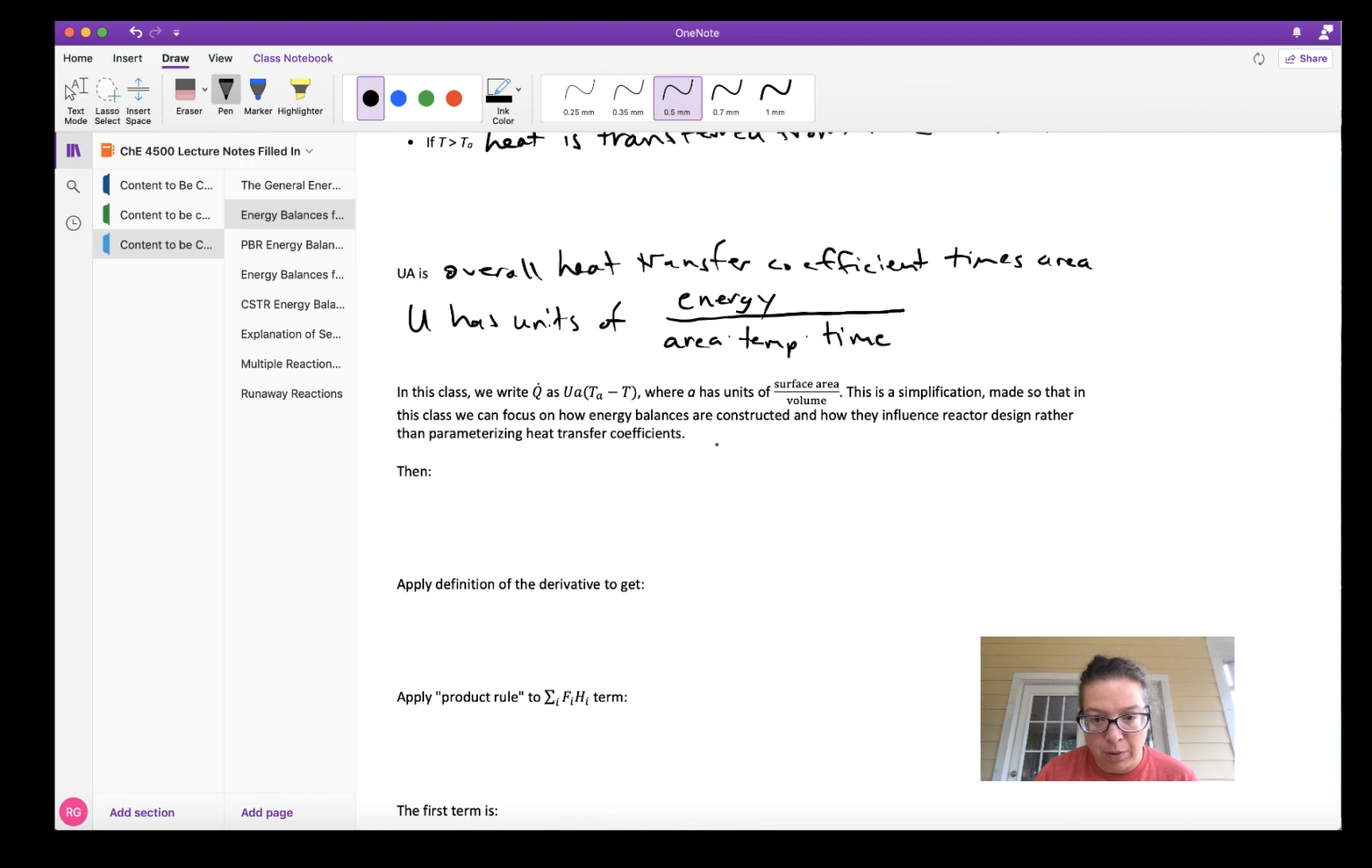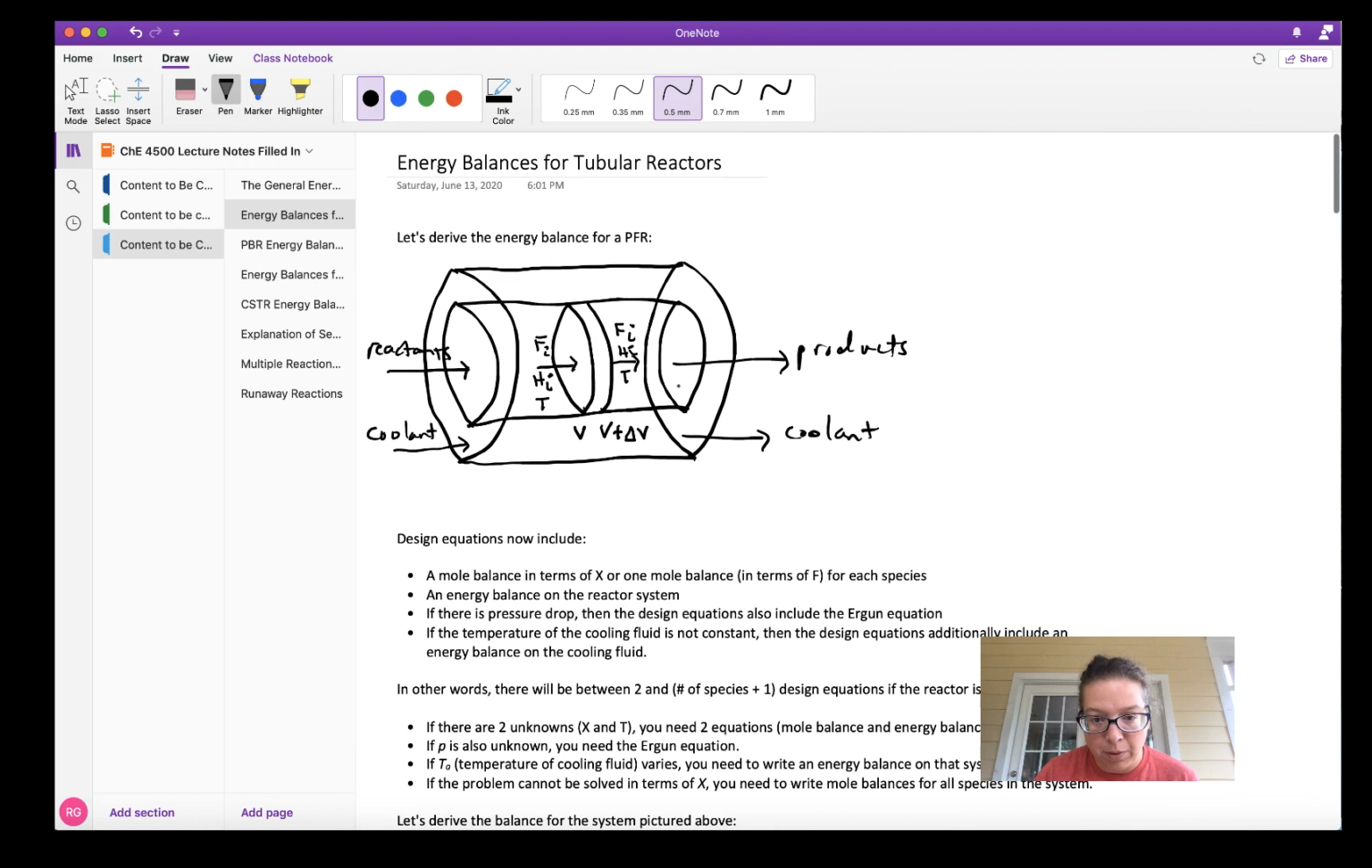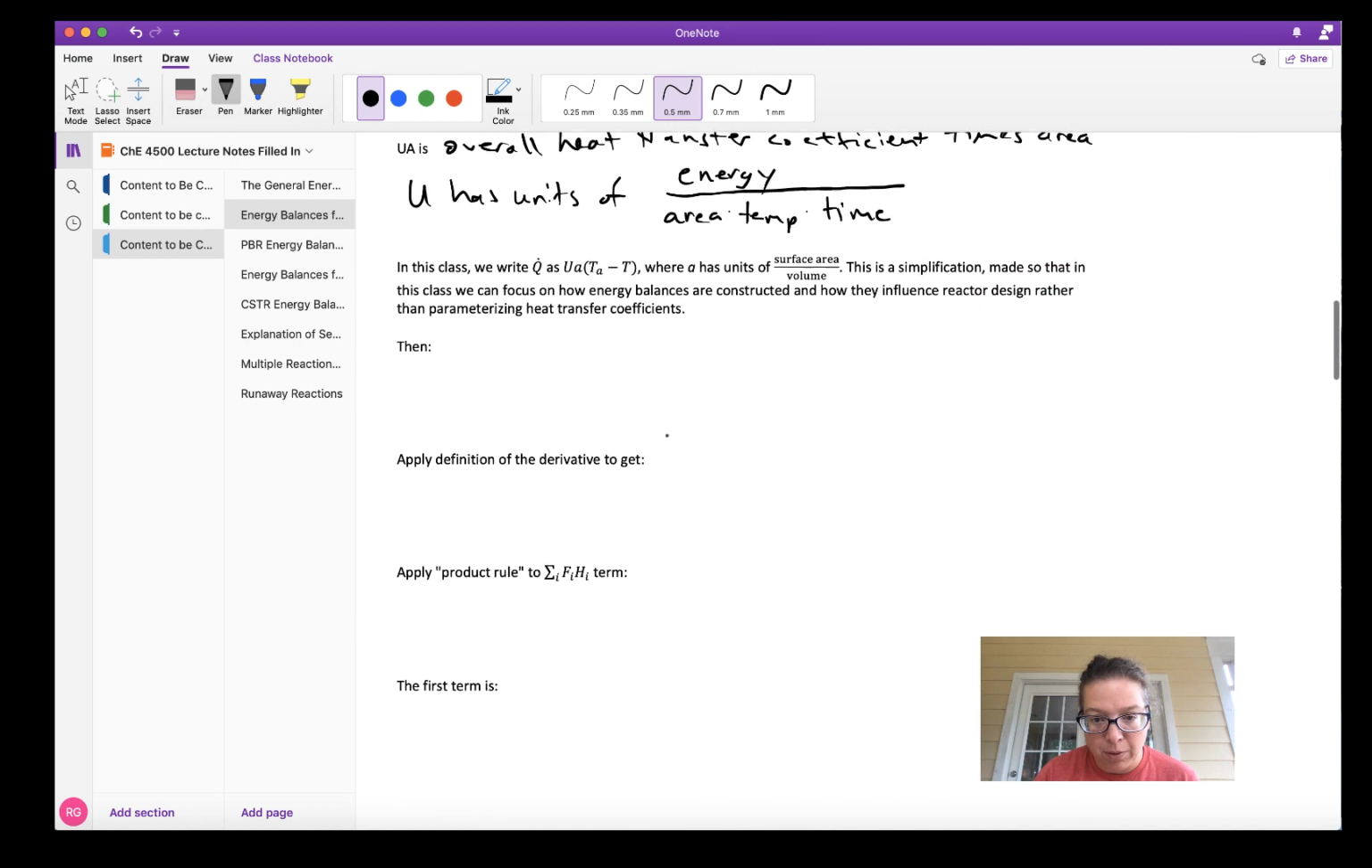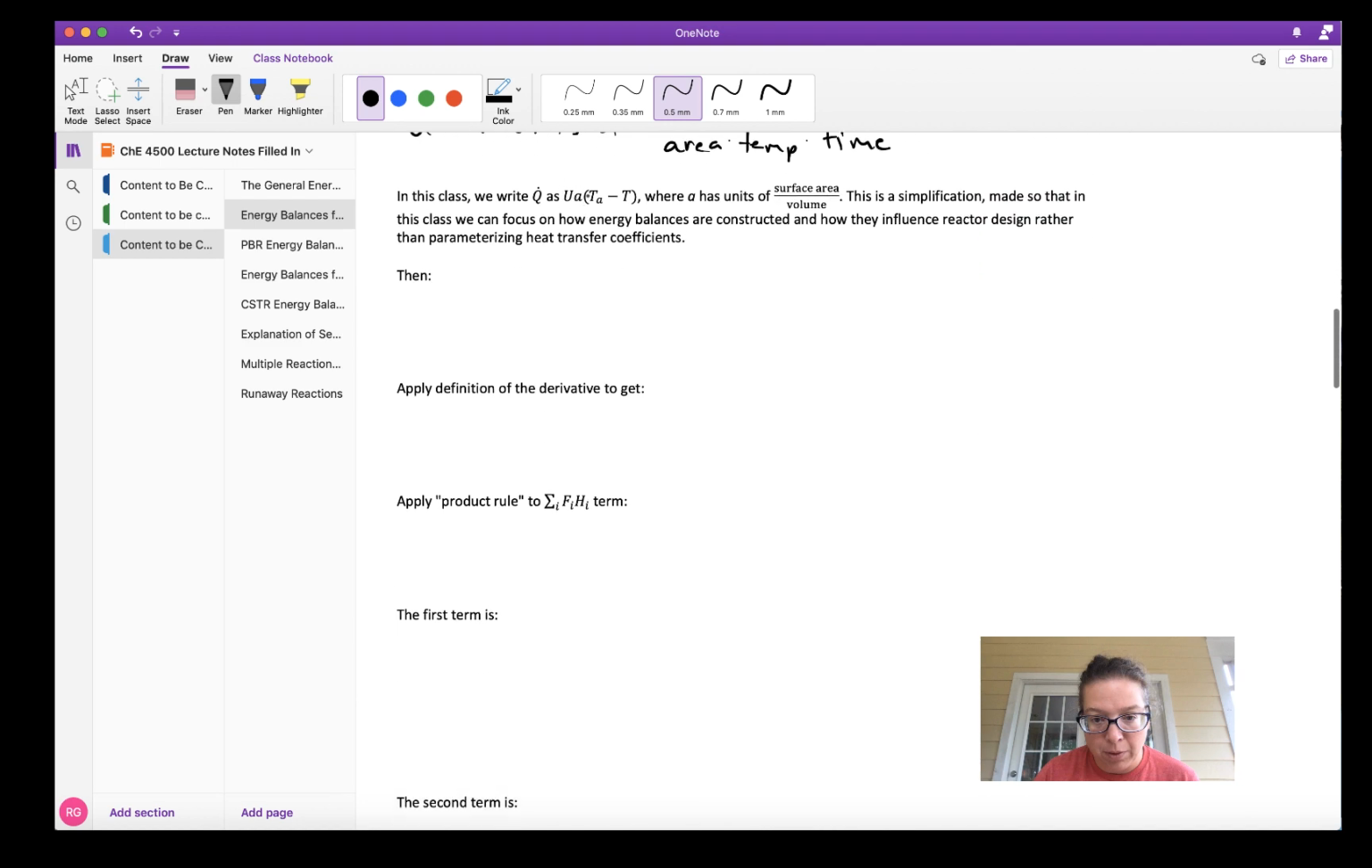derive balances for this class, because of the way we write our system, we always have heat transferring over an area, but we want the heat transfer as a function of volume, because that's going to help us with our balance. Hence we introduce a different way to express area. At least when we use tubular reactors, we use this lowercase a, where a has units of surface area per volume. In that case, we can write our heat transfer term as a function of volume, which gives the appropriate units for the energy balance.